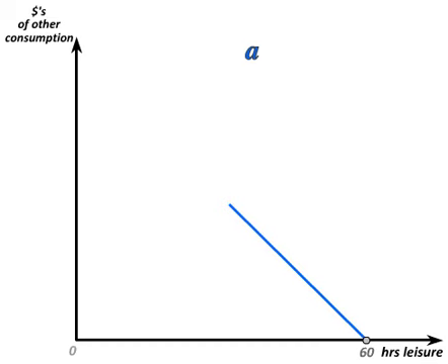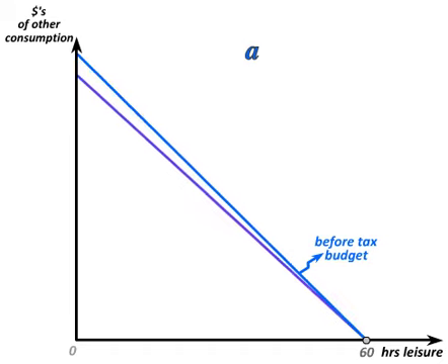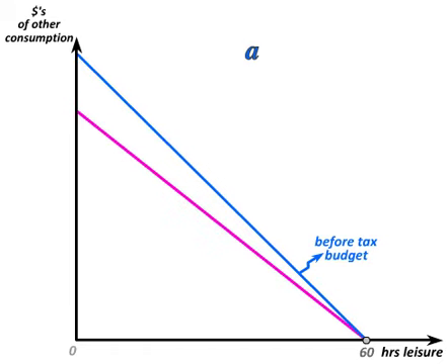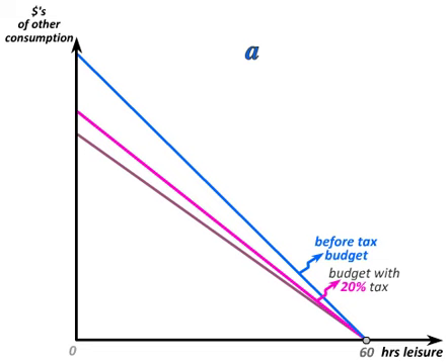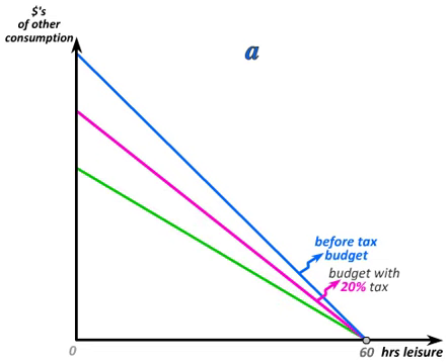Again, we assume that you have 60 hours of leisure per week available to you, and we begin by drawing the before-tax budget constraint. An introduction of a wage tax is then equivalent to a decrease in your take-home pay. As a result, the budget constraint rotates inward through bundle E. We introduce here two different wage taxes, a magenta 20% wage tax and a green 40% wage tax.